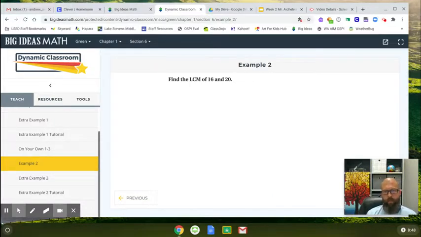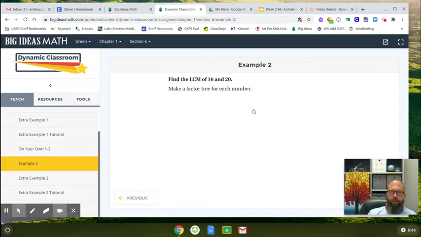Now we're on example 2, and we're going to look at another way to find the least common multiple of two numbers. First time we listed the factors. This time we're going to make a factor tree, which we've done already. And don't forget to look in the notes and copy them down because you can use them as much as you need to. All right, here we go.